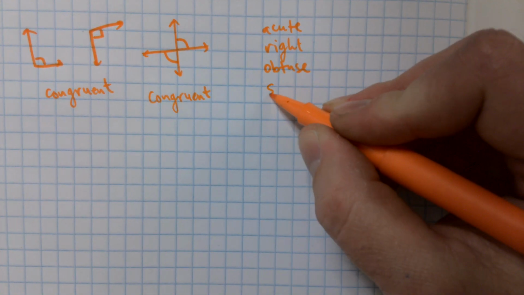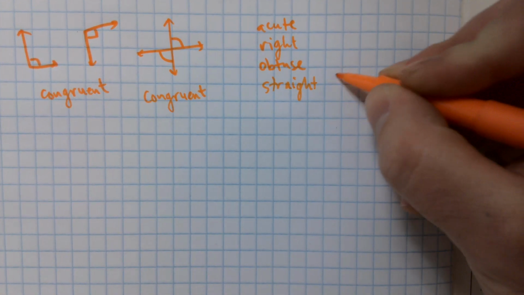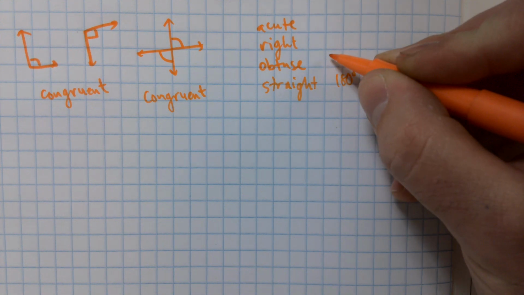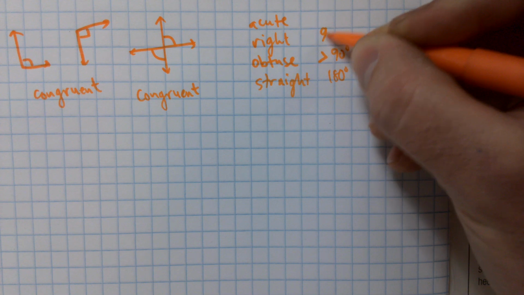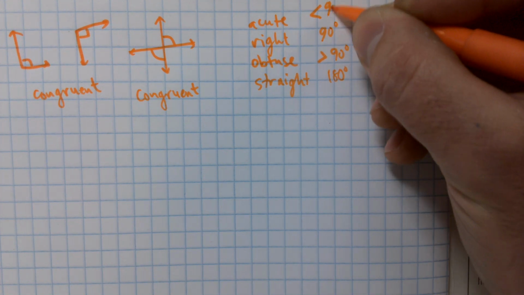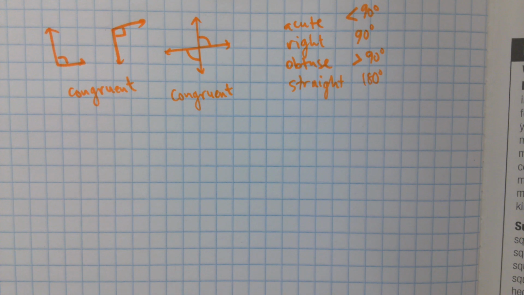A straight angle. How many degrees is a straight angle? 180. Obtuse is what? Greater than 90. Right is 90. And what's acute? Less than 90. It's a good start. What else do we know about angles?